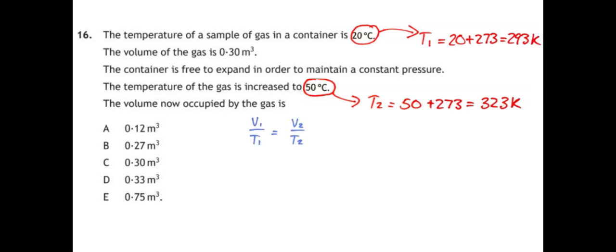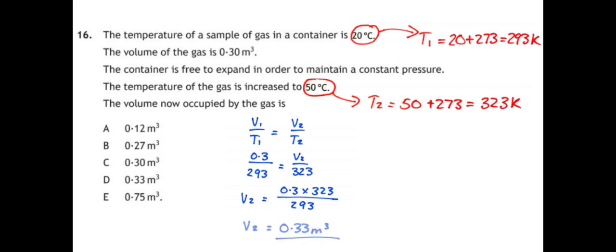And then we're going to use the formula V1 over T1 equals V2 over T2. 0.3 over 293 equals V2 over 323. Rearrange the formula a little bit, and we get this value of 0.33 cubic meters, which is answer D. So increasing the temperature by 30 degrees does not actually increase the volume of the container by a large amount.